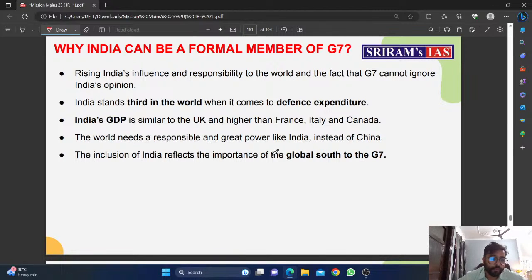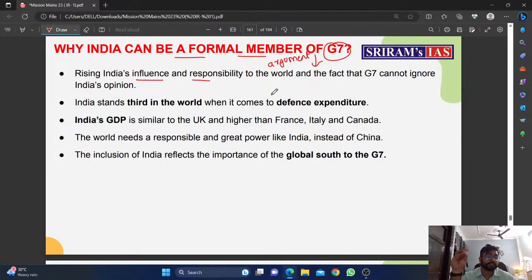Then, guys, why can India be a formal member? Why can India be a formal member of G7? What are the arguments that you can write in support of this? Now, first, rising India's influence and responsibility to the world, and the fact that G7 cannot ignore India's opinion. India has an image in the world. India has a dominance in the world, and that dominance cannot be ignored by anyone.